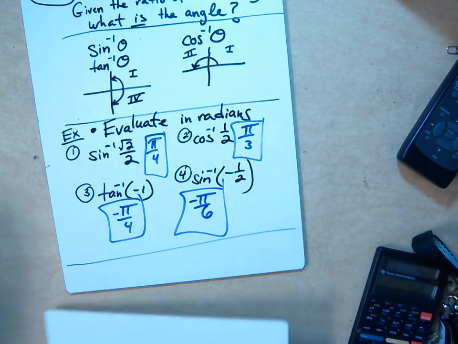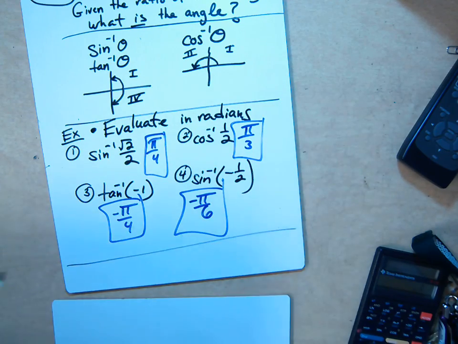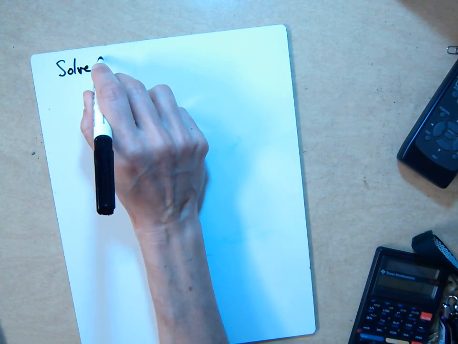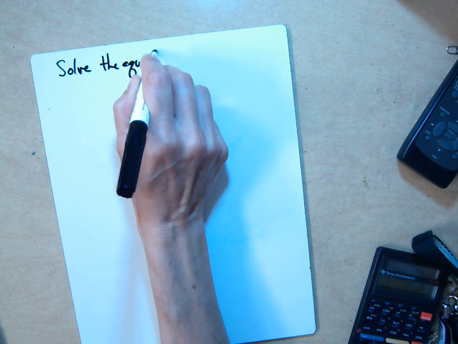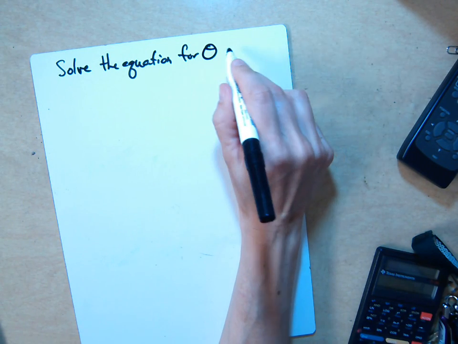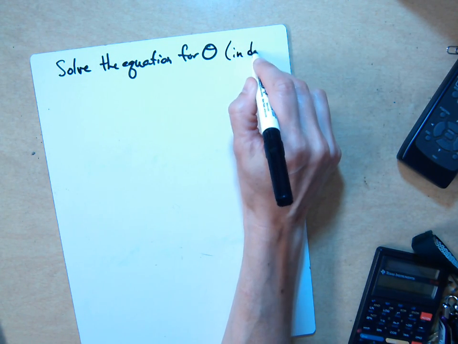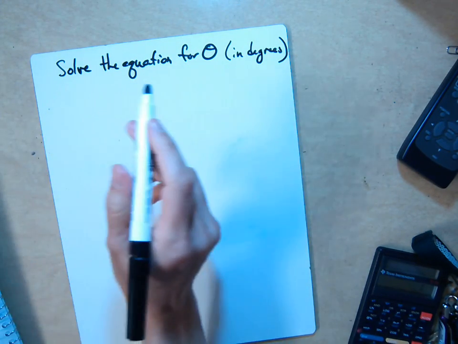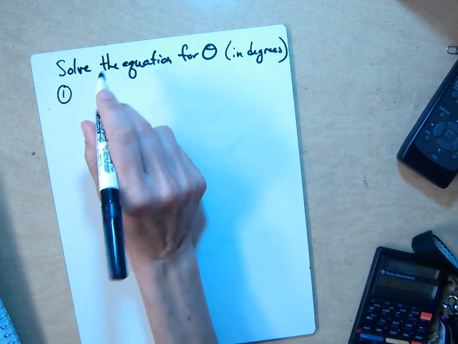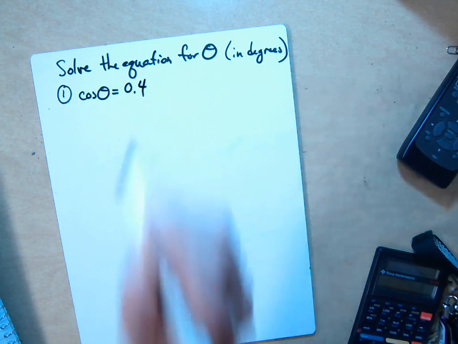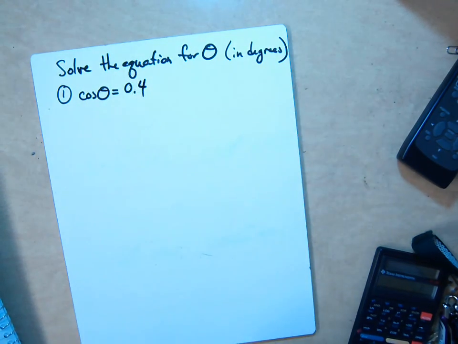Now we're going to actually solve an equation using the inverse. So let's say I have, solve the equation for theta, and we're going to do all of these in degrees. So we'll be in degree mode on our calculator, and we'll do a few examples. So let's say we have the cosine of theta equals 0.4. Okay, this is considered a trig equation that I want to solve.